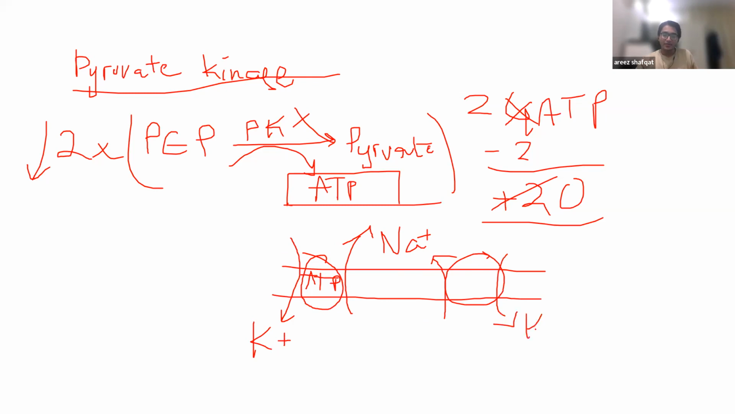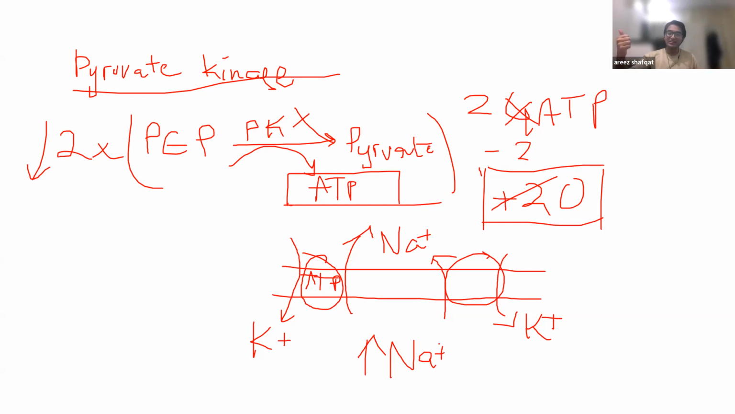Now, let's say the red blood cell is not generating ATP. It's generating 0 ATP because of pyruvate kinase deficiency. What will happen to these pumps? They'll stop working. So what will happen to sodium inside the cell? Sodium will start accumulating inside the cell. That means osmolality inside the cell will increase. That will drag water into the cell. The red blood cell will swell up and it will burst, giving you hemolytic anemia.